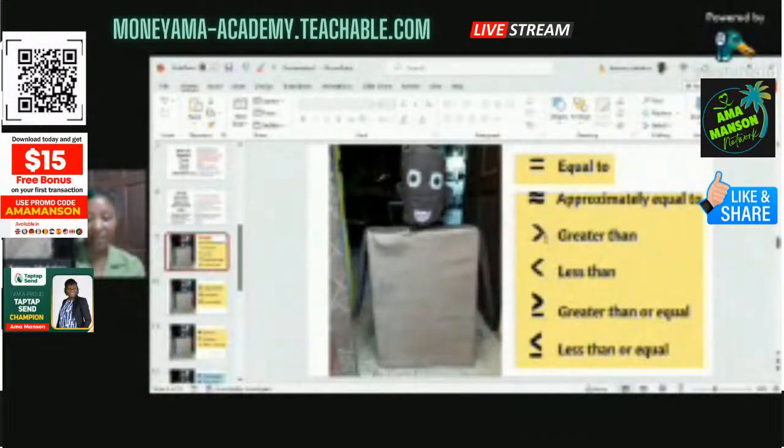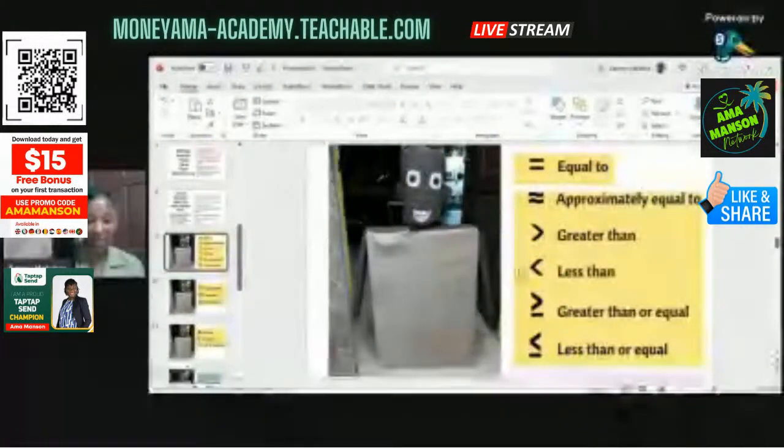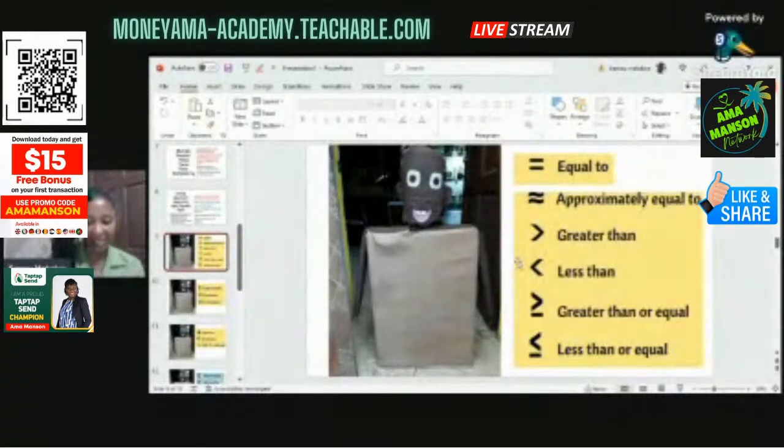So for the greater than, we could say the number that is in front of the open mouth is the bigger number. For the less than, the number on the left now would be in front of the closed mouth, and that is less than the one on the right.